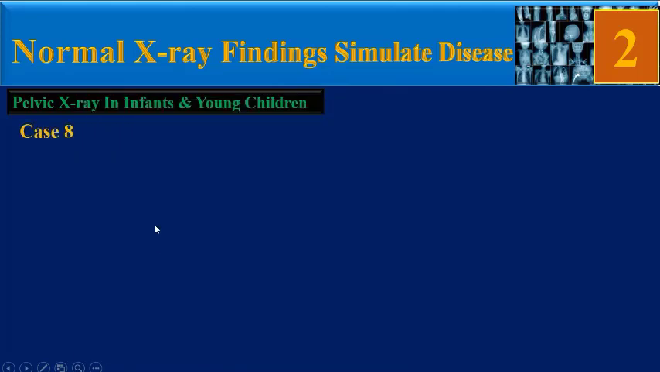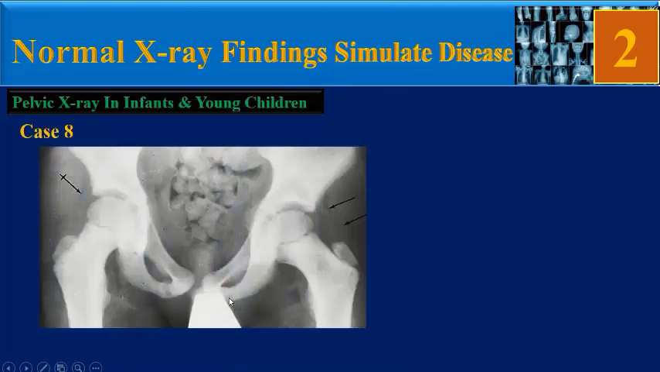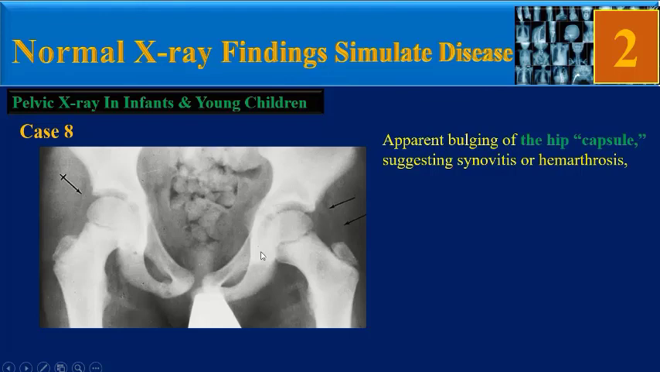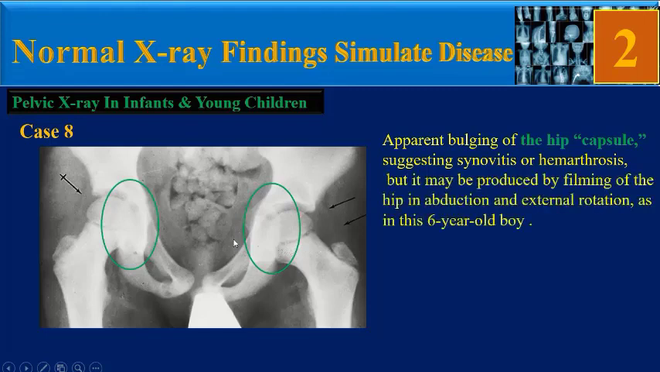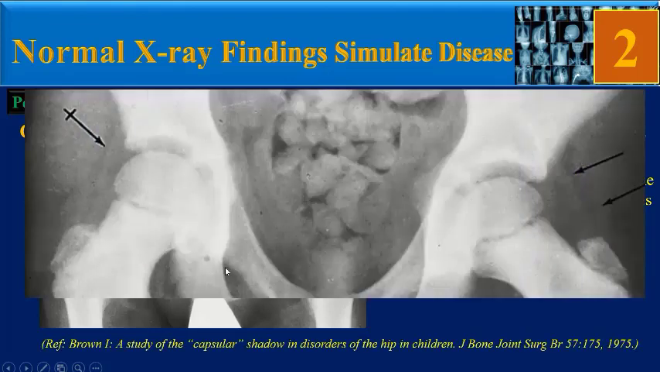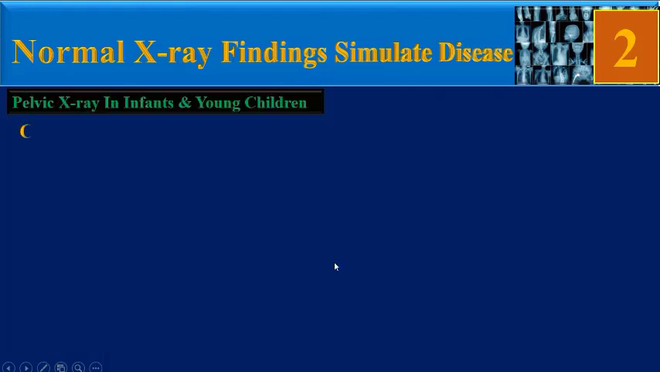Case 8. In this pelvic X-ray, we can see apparent bulging of the hip capsules suggesting synovitis or hemarthrosis, but it may be produced by filming of the hip in abduction and external rotation, as in this 6-year-old boy. In the magnification view, we can see obvious normal fat lines on both sides, which indicates there is no joint effusion or hemarthrosis.